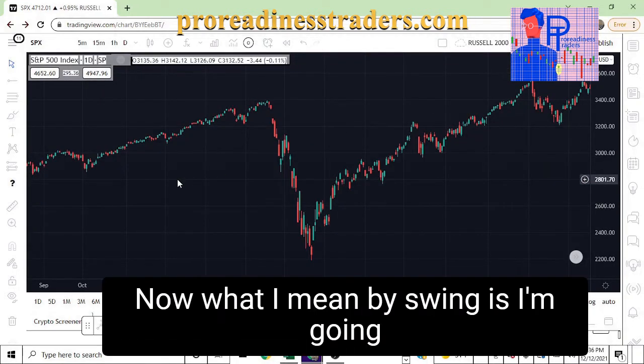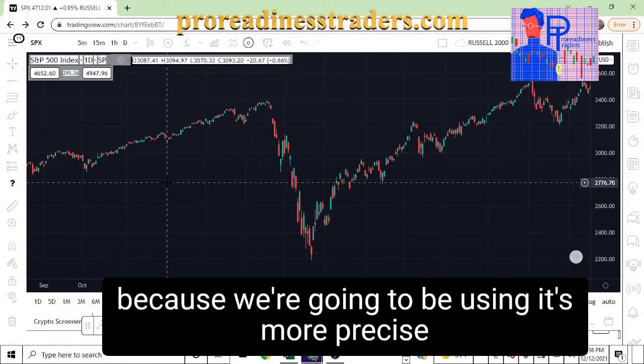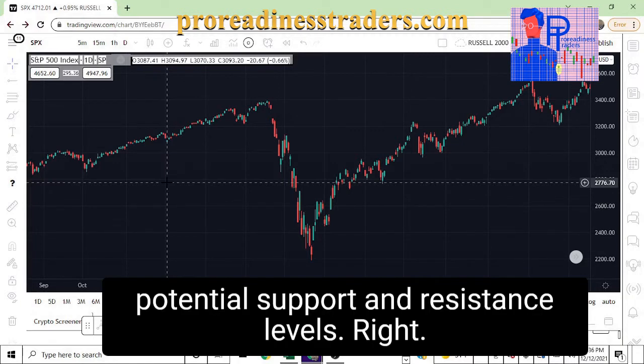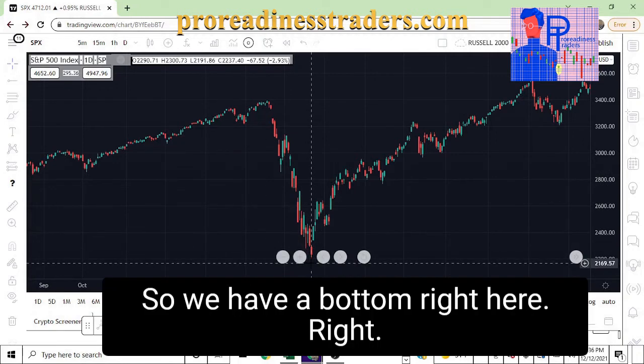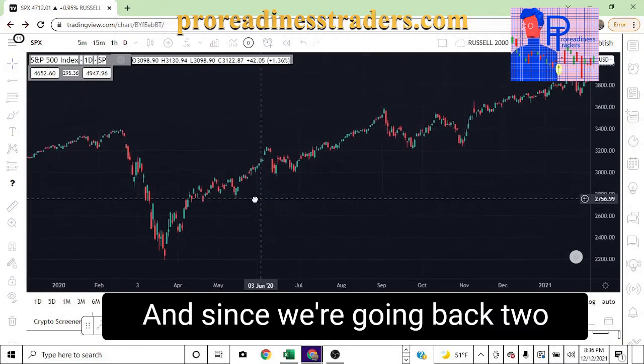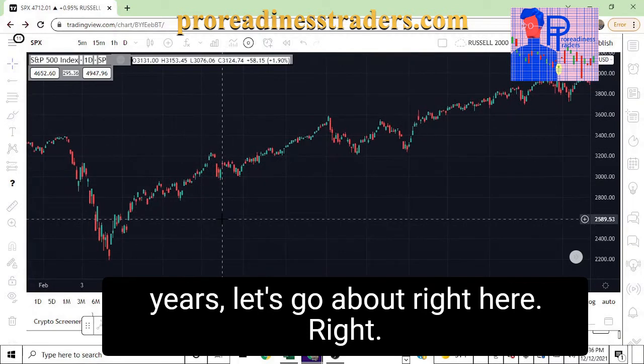Okay, now what I mean by swing is I'm going to grab what is called the cross, because it's more precise in our measurements when we start creating potential support and resistance levels, right? So we have a bottom right here, and since we're going back 2 years, let's go about right here.